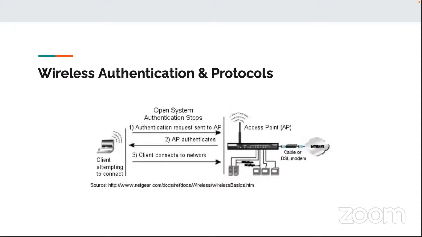WPA3 has arrived, introduced in 2018. It improves Personal by adding Simultaneous Authentication of Equals. It's a password-based authentication. It replaces those pre-shared keys by requiring client and network to validate both sides with unique passwords, therefore slowing down brute force attacks. There's also perfect forward secrecy, a process that changes encryption keys on an ongoing basis.